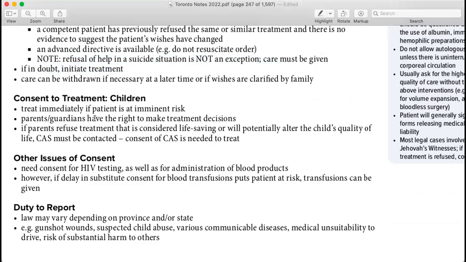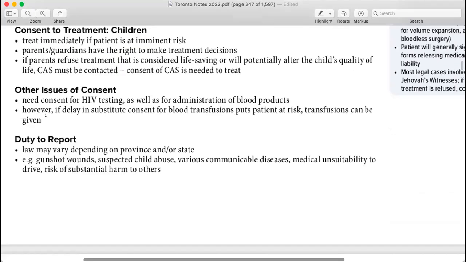Consent to treatment of children. Children should be treated regardless of anything. If nobody is willing, then contact the CAS. Often the issues of consent are basically HIV testing and reporting to the family member. So in that condition, you are going to do the counseling and contact the health authorities.